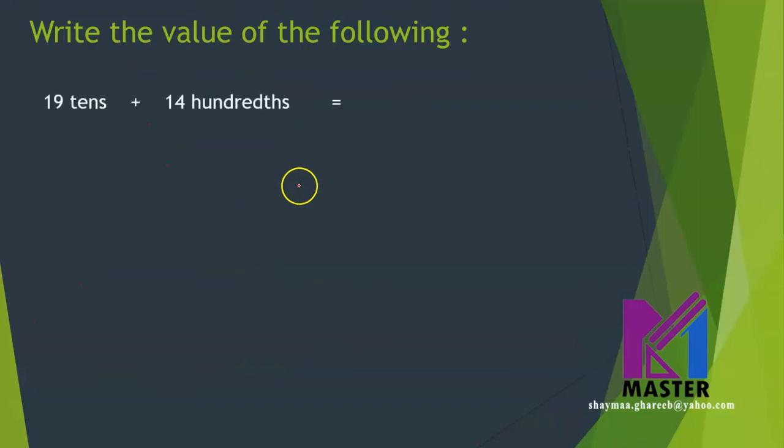Write the value of the following. Look at these 2 examples. I have here 19 tenths. What is the meaning of 19 tenths? It's number 190. 14 hundredths. What is this number? 14 hundredths, 0.14. So these 2 numbers together will give me 190.14.